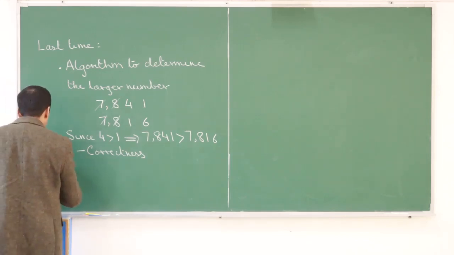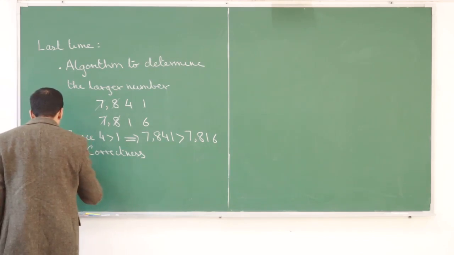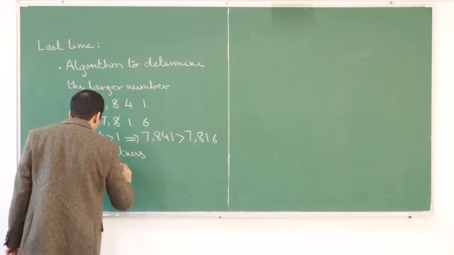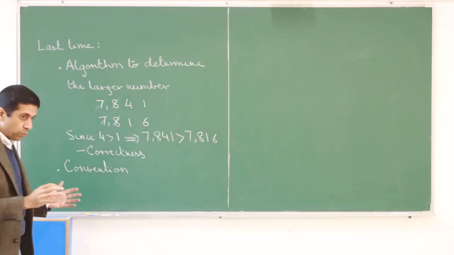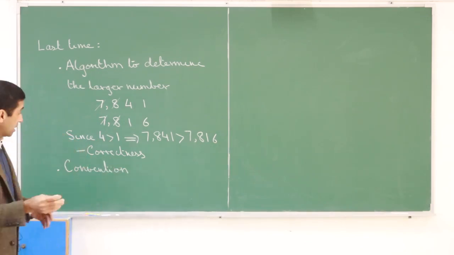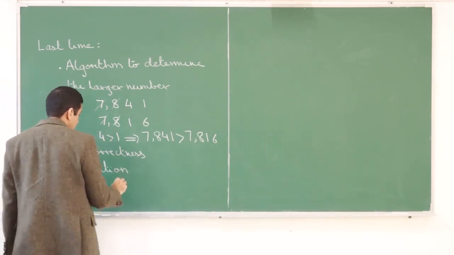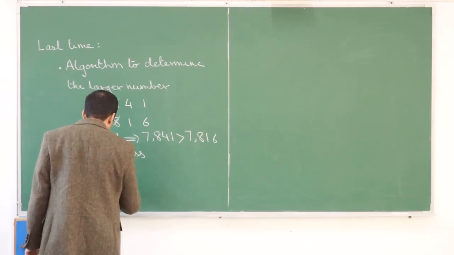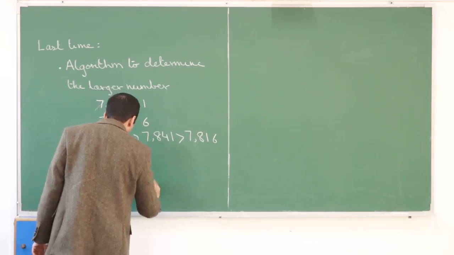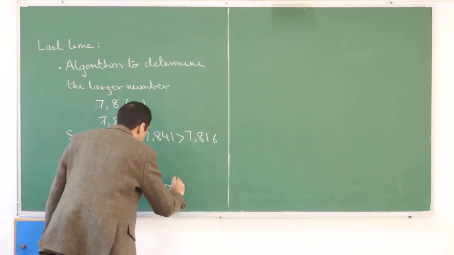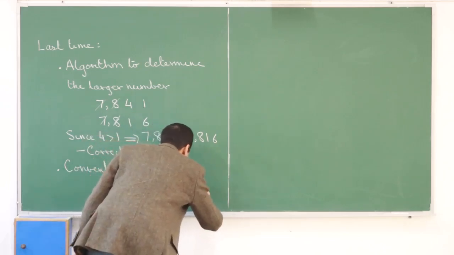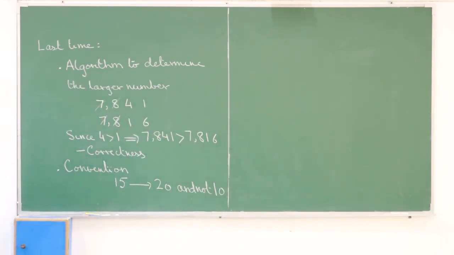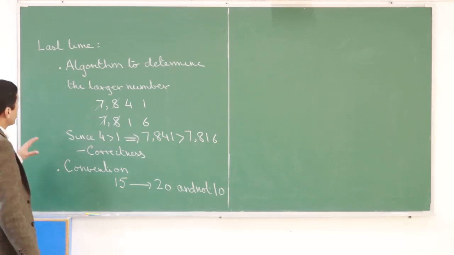The second thing we learned was what a convention is. In the approximation we did, when we were rounding off to the nearest 10, the convention is that 15 gets approximated to 20 and not 10. That's a convention. Those are the two non-trivial things we learned.